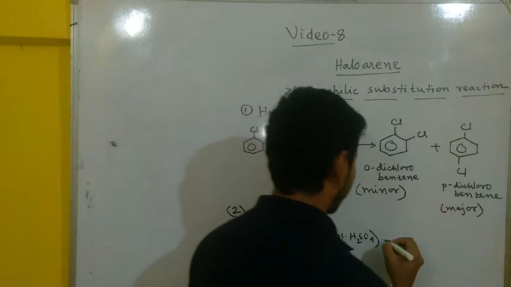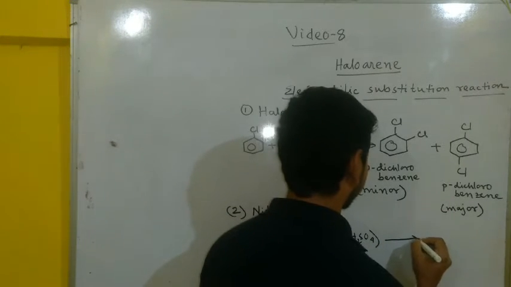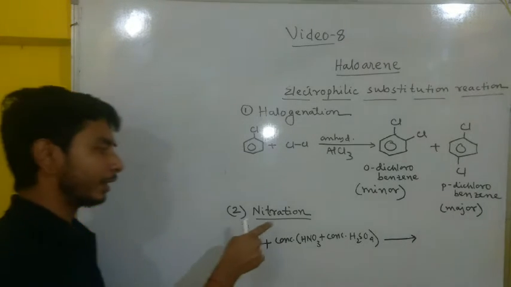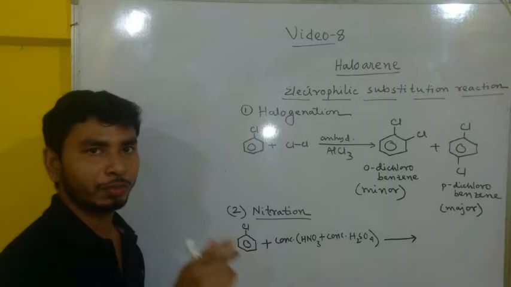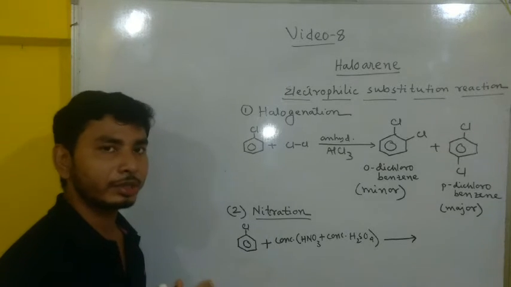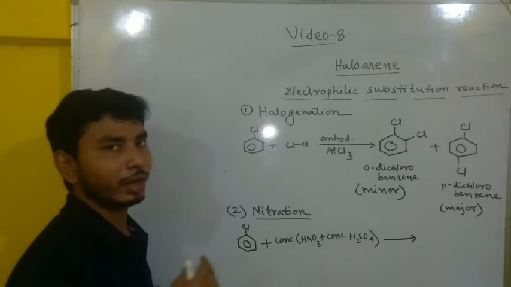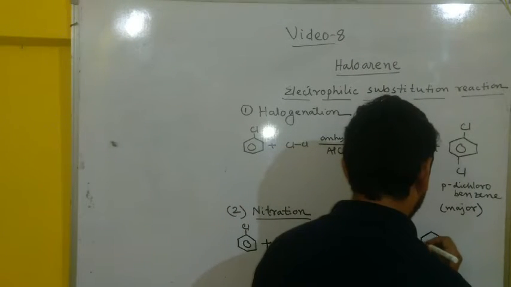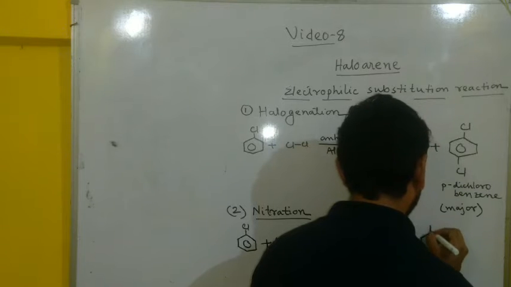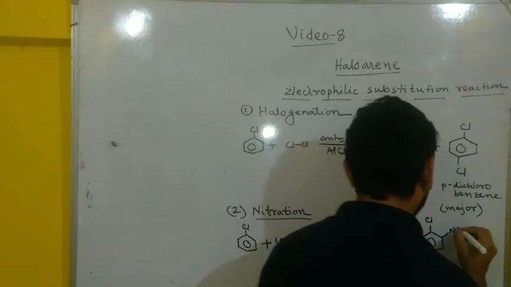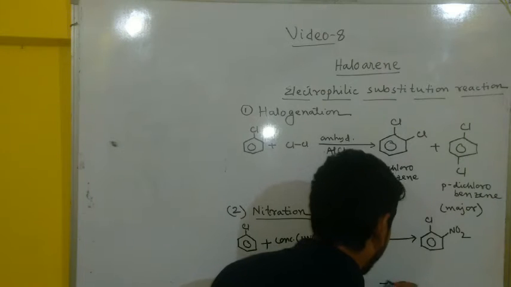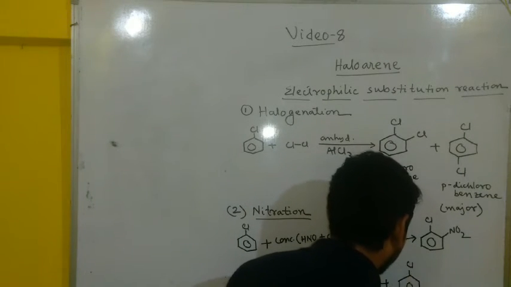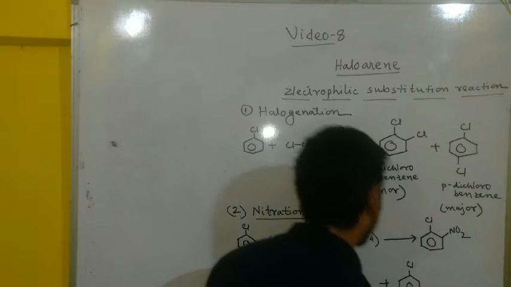Now in the product, what will be the product? Nitration means addition of nitro group. So nitro group has to be added. And which position? Ortho position and para position. So in the ortho position there is one nitro group. So Cl in the ortho position one nitro group plus Cl in the para position one nitro group.